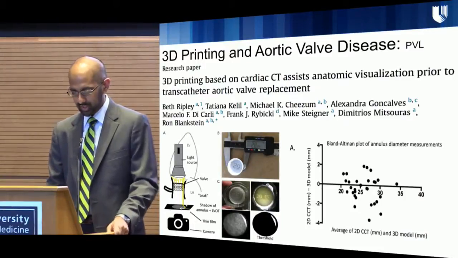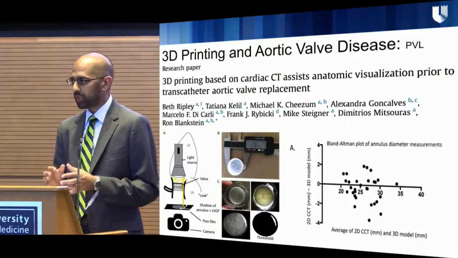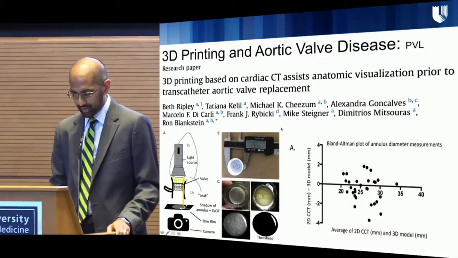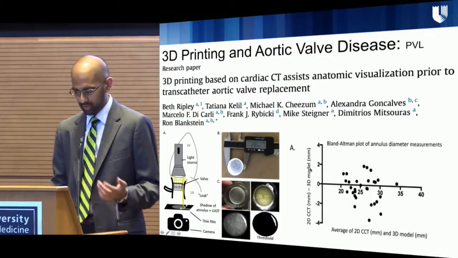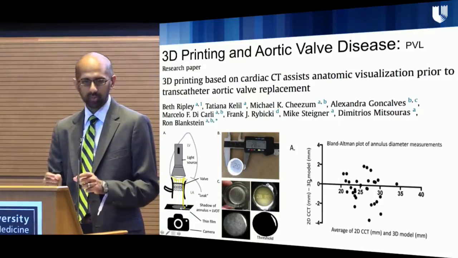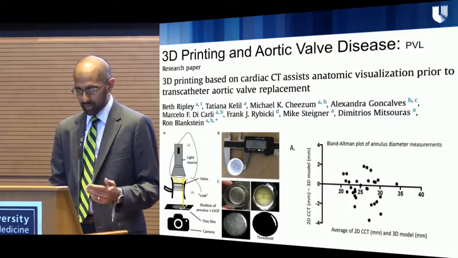So this was a study done by a group that included docs up at the Brigham, and they printed their aortic roots, and then they actually 3D printed replicas of TAVR valves. And what they've done then is they did measurements of the TAVR valves as compared to the CTs, and they said, yes, our aortic roots and our TAVR valves look about the same as they did on CT. But then they went a step further.